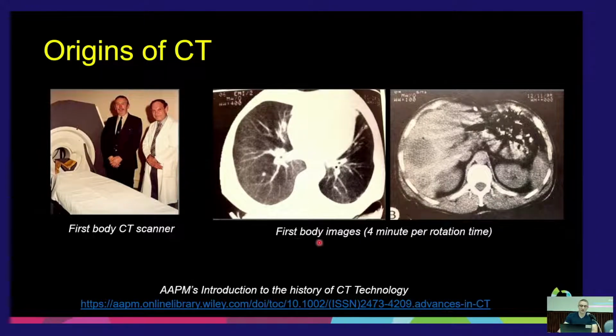It took 4 minutes for a single rotation around the body, so 4 minutes per slice. As you can see, there's no IV contrast because there's just no way to capture the IV contrast. So we've come a long way.